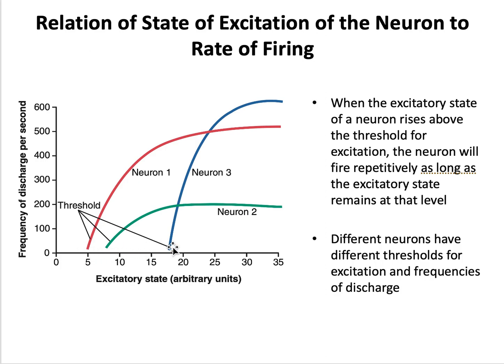Whereas if we look at neuron 3, it has a higher threshold, meaning it's going to be more difficult to excite this neuron because it takes more depolarization to reach threshold, but it has the highest frequency of discharge, so it can fire more action potentials per second than either neuron 1 or neuron 2. Don't stress about the slide. I just want you to be aware that different neurons can have different thresholds and different firing frequencies.